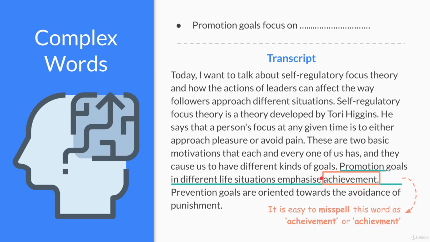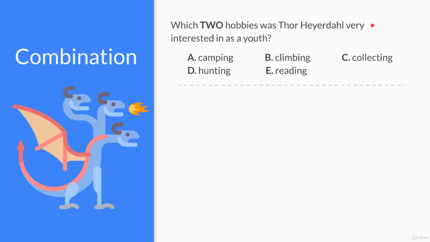So this is an example of a complex word trap. They may also use different answers that require you to use words with silent letters, or words where you may have to use a hyphen in between, or something like this. So the correct answer here is achievement, and let us now move on to our final trap, which is the combination, where you may get a dragon with all the different types of traps that we've discussed so far.